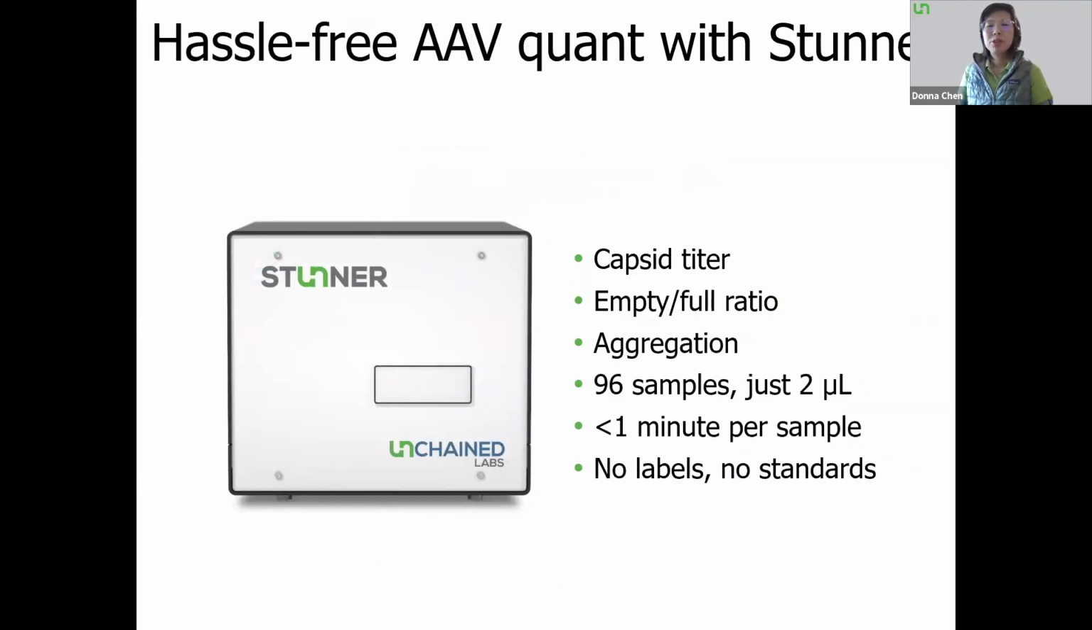And Stunner is actually an ultimate AAV characterization platform. You can run 96 samples at once and get capsid titer, MT4 ratio, and aggregation information with just 2 microliters of sample. And you can do all this without pre-prepping the sample beforehand, such as labeling the sample or running standards side by side.